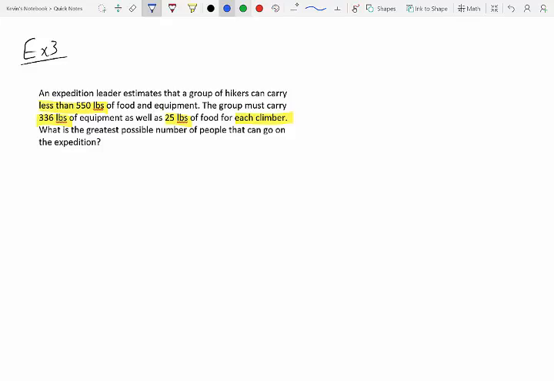So I need to write an inequality for this now. So I'm going to say if it's less than 550 pounds, then I need to fill in the other side. So it's combined between equipment and food, so it's going to be addition. So they must carry 336 pounds of equipment and 25 pounds of food for each climber. We're looking for how many climbers they can have, so I'm going to say x. X is the number of climbers.